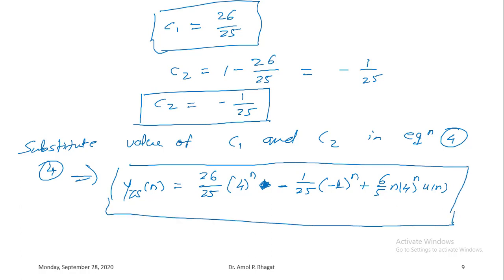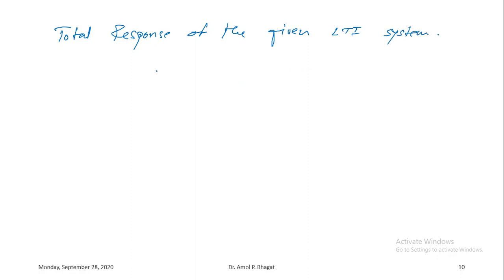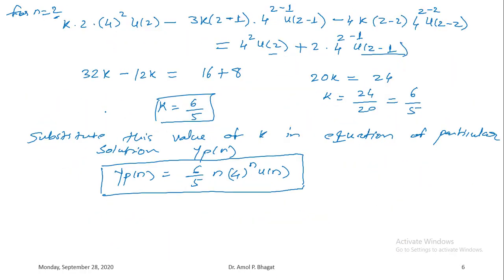Okay, and finally we have to write down the total response. So the total response of the given discrete time LTI system is y of n is equal to y_zi of n plus y_zs of n, that is zero input response plus zero state response. Therefore y of n is equal to, what is the value of y_zi of n? So that we identified here.